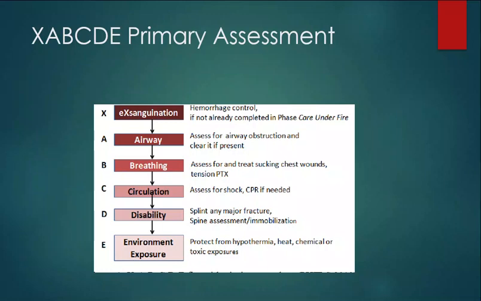ABC, airway, breathing, circulation. D is going to be disability, any type of major fracture that you would have to come in and address. And then you come down to E, environment. You want to keep them dry. You want to protect from hypothermia. And you want to keep your trauma patients warm. Don't care how hot it is outside. You've got to keep your patients warm.